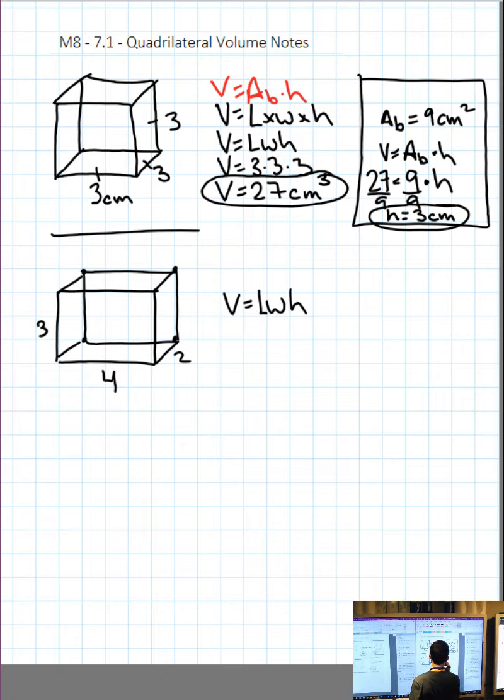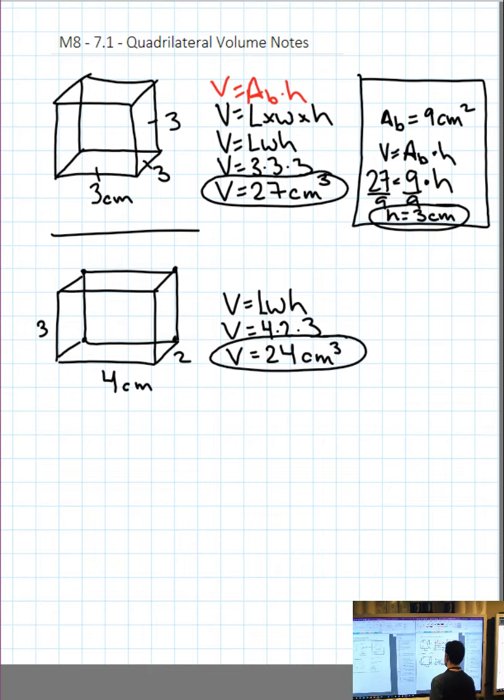I'm going to capitalize my L so it doesn't look like a 1. Then I can substitute V equals, the order doesn't matter. 4 times 2 times 3, V equals. 4 times 2 is 8, times 3 is 24. And let's give units of centimeters, so centimeters cubed. Remember, the units have to be the same to use the formula.